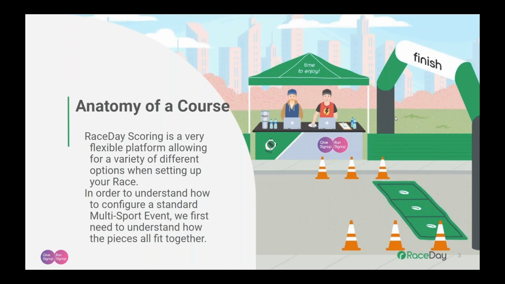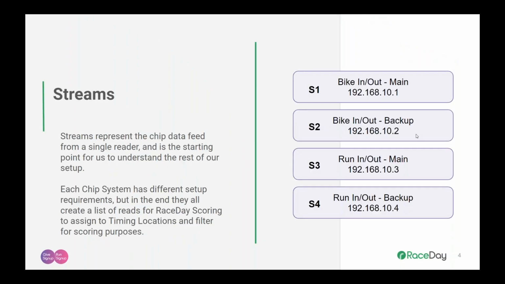On the course side, race day scoring is very flexible, and it allows for a lot of different setups. You'll need to understand how to configure a standard multi-sport event before you get into the super complicated ones, but we'll walk through those. Streams and timing locations are something that we continuously have people confused about. For triathlons especially, the stream is often a single reader, and it's a starting point for us to understand the rest of the setup.